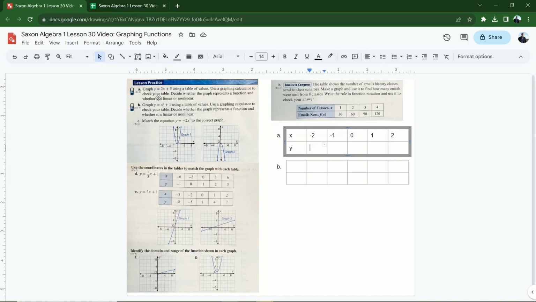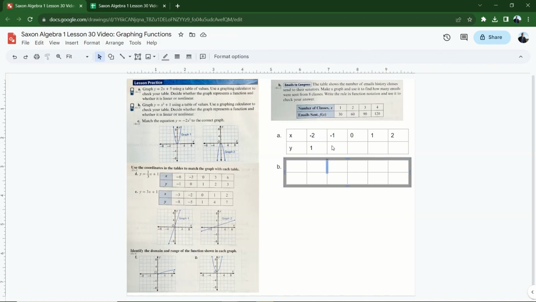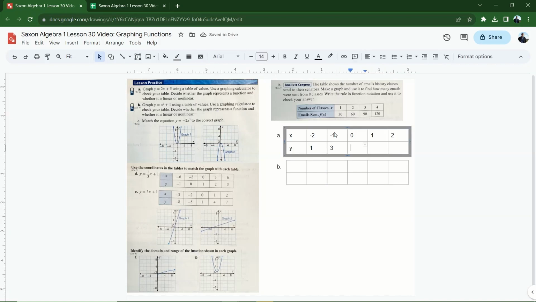So let's plug in -2. 2 times -2 is -4 plus 5. -4 plus 5 is 1. So I know that (-2, 1) is one of the coordinate pairs. -1: 2 times -1 is -2 plus 5 is 3. I plug in 0: 2 times 0 is 0 plus 5 is 5. 1 times 2 is 2 plus 5 is 7. You're probably picking up on the pattern by now. 2 times 2 is 4 plus 5 is 9.